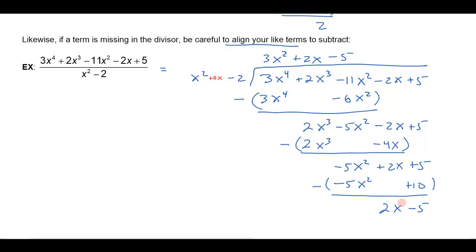Since the degree of this term is 1, and here I'm dividing by a square, then I know that I'm done, and so I can just write my answer as my remainder, 2x minus 5, over my divisor, x squared minus 2. And then this will be my final answer.